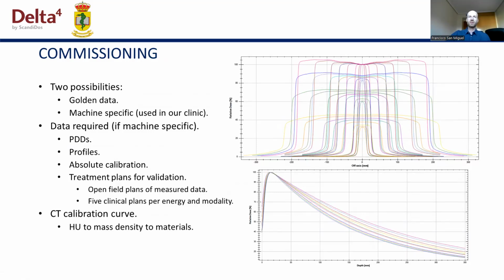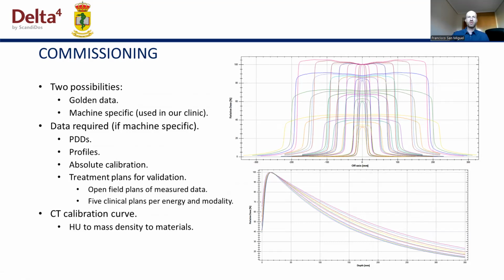Regarding the commissioning, the system allows two different workflows. The first, simpler and more straightforward approach consists of using LINAC-specific golden beam data provided by Scandidos. This enables a rapid start of the verification process, but the main limitation is that any small dose discrepancies observed cannot be fully traced back to their origin.